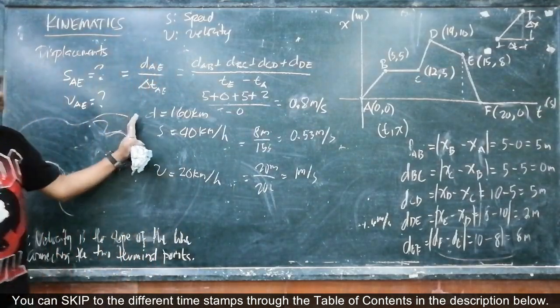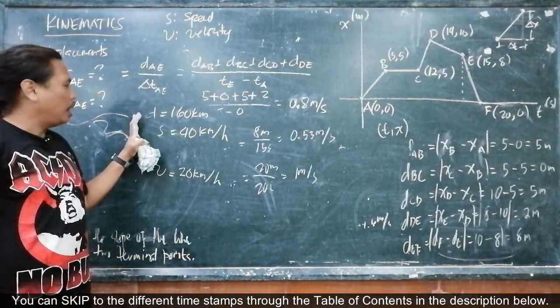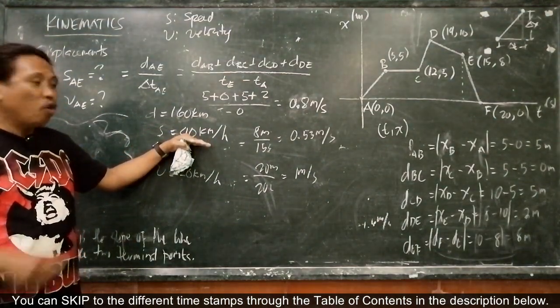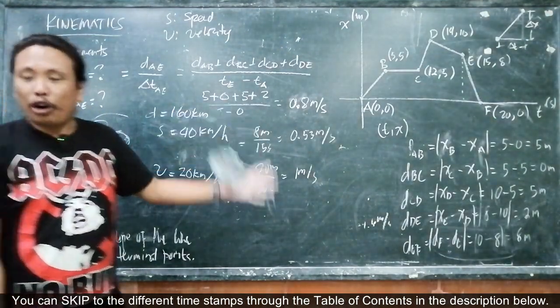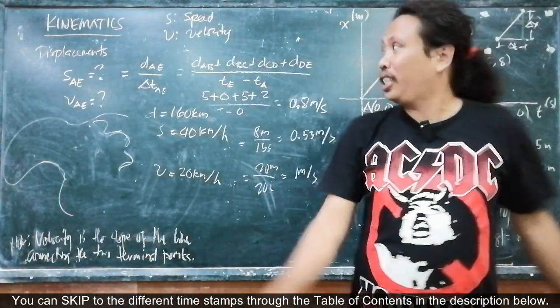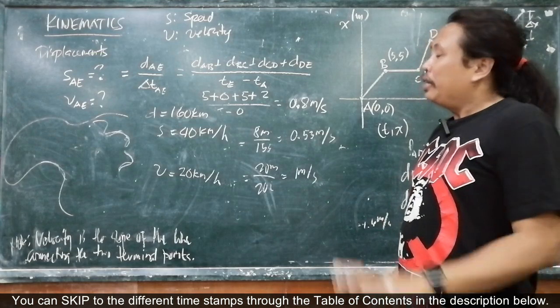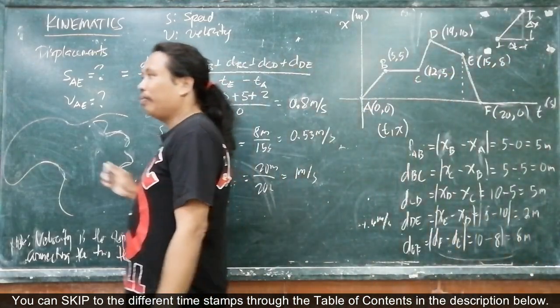So it doesn't mean that you are traveling constantly at 40. Only that after 4 hours you have traveled 160 kilometers, just like our example here. No, the total distance divided by the total time. Now, what is this to us?